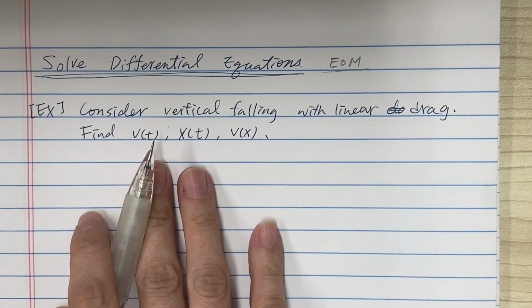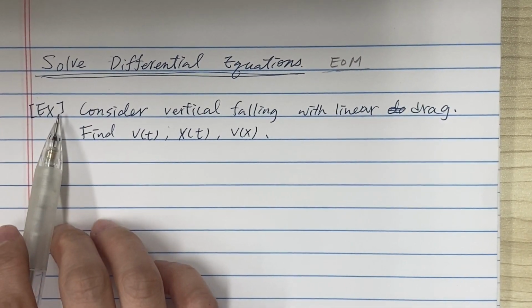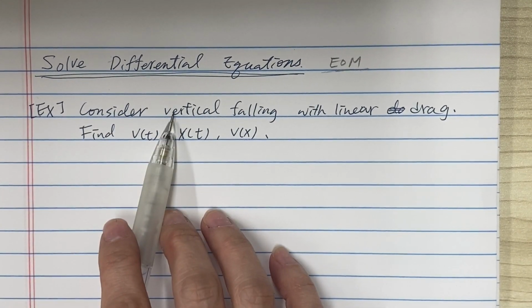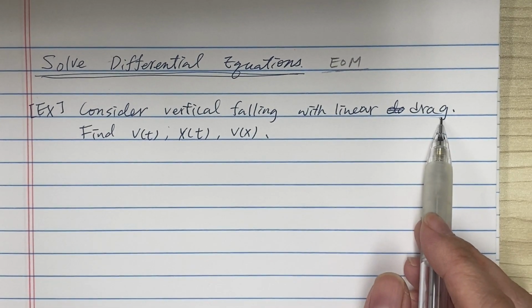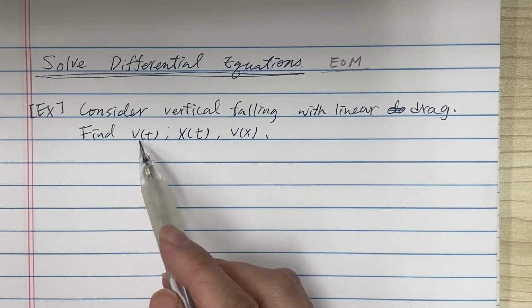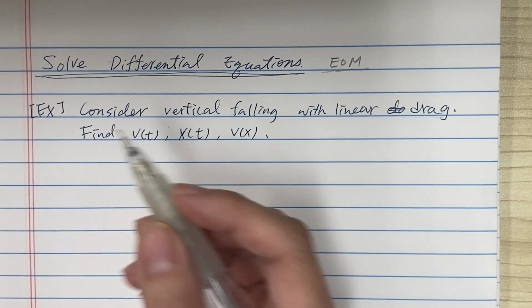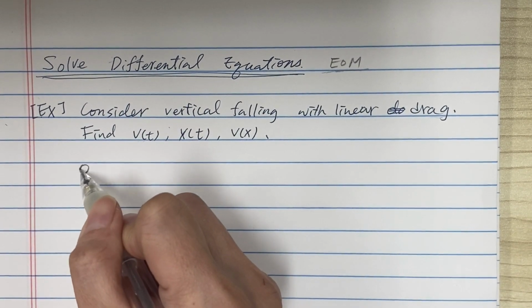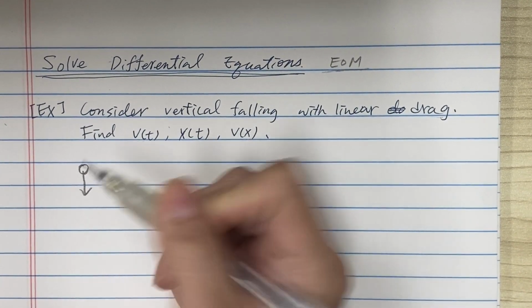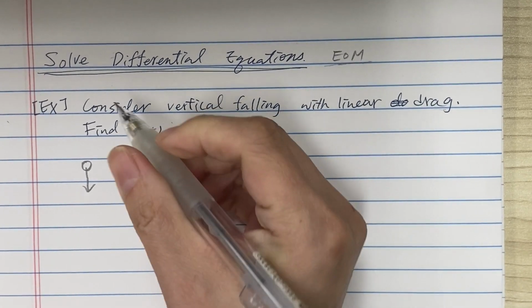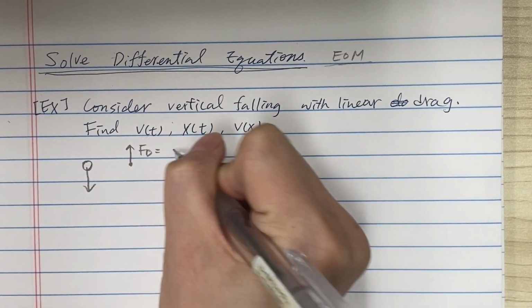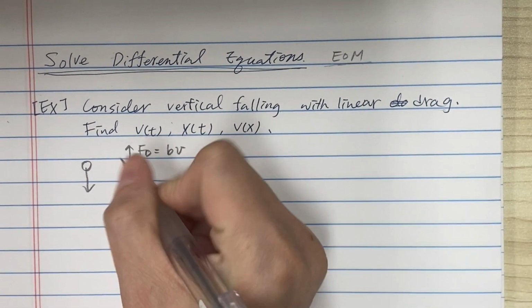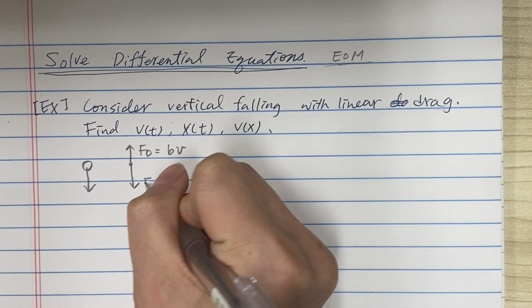Okay, so let's look at the first problem. Consider a free-falling, vertically moving object with a linear drag, and I want to find its motion. This is like a ball coming down, and the free body diagram would have a drag force and Fg.